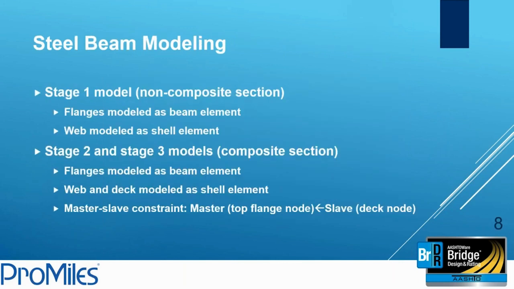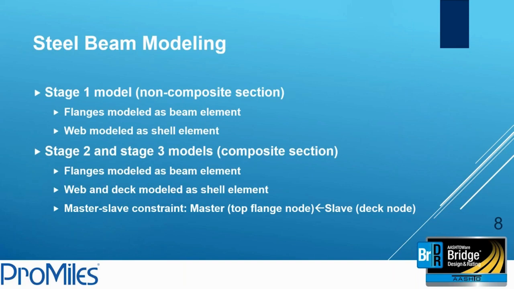Moving on to steel beam modeling, it's a little more complicated. In the stage 1 model, we have the top flange and the bottom flange. The flanges are modeled as beam elements, whereas the webs are modeled as shell elements. For the stage 2 and stage 3 models, it's a composite section model. Again, the composite section is based on the user-defined components in the model itself. The flanges are modeled as beam elements, and the web and the deck are modeled as shell elements.